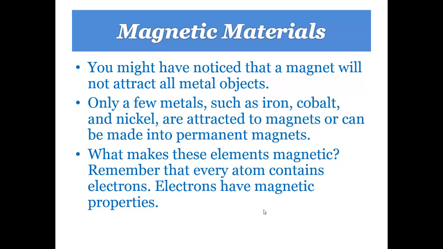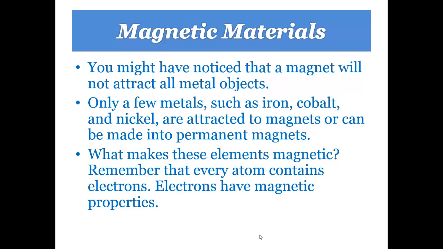Now, you might have noticed that a magnet will not attract all metal objects. If I try to attach a magnet to my dry erase board, sometimes it won't happen. It just depends. Only a few metals such as iron, cobalt, and nickel are attracted to magnets or can be made into permanent magnets. So what makes these elements magnetic? What actually makes them so that they can turn into magnets?